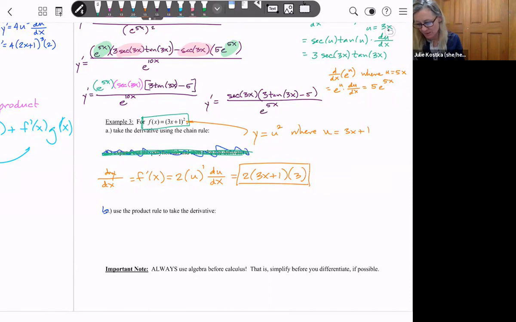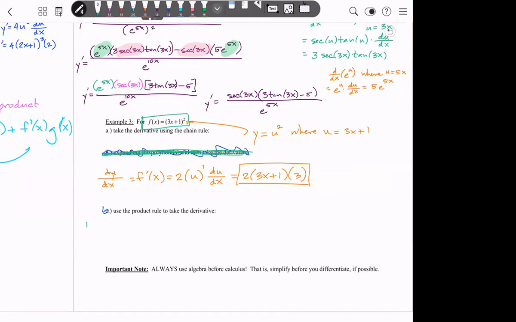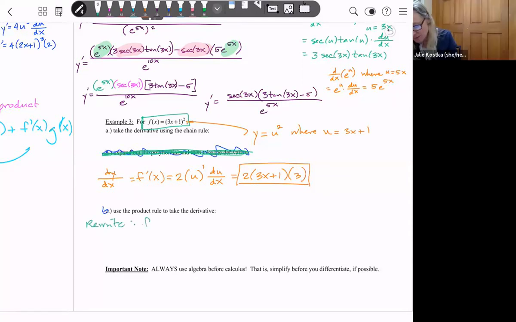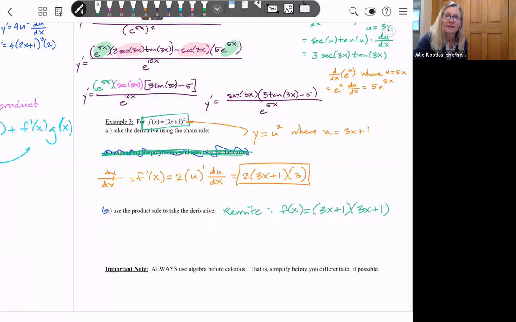Use the product rule to take the derivative. Well, I don't have a product. I just have 3x plus 1 squared. So I could rewrite it. I could rewrite f of x equals 3x plus 1 times 3x plus 1. Now I have a product. And so now I can use the product rule. So you guys do that while I get the right version of the notes and let me know what you get.